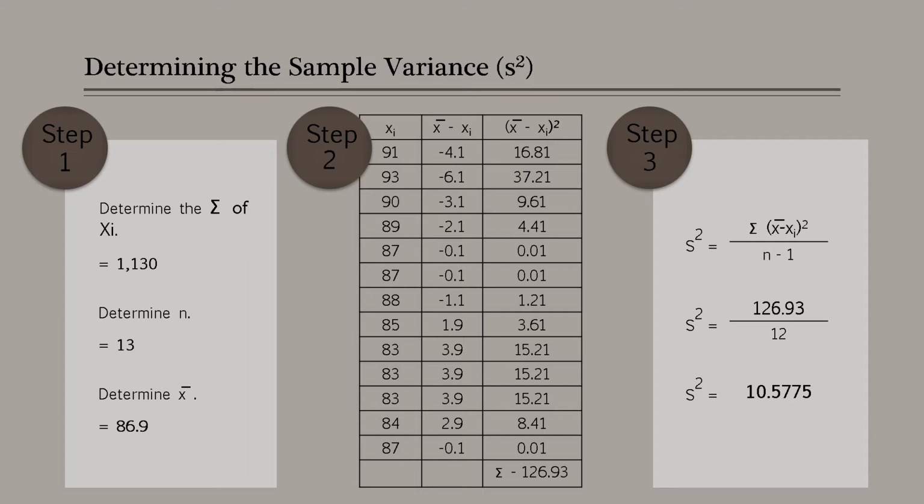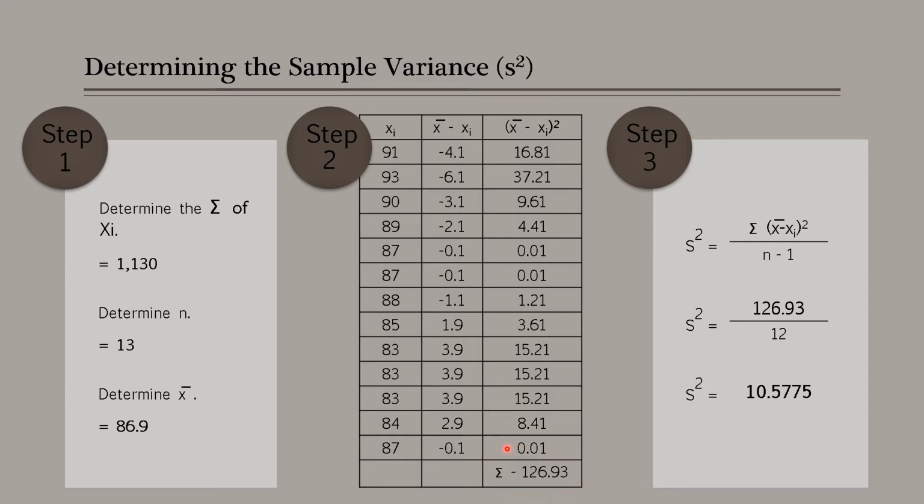The next column shows the mean being subtracted from the data point. So it is 86.9 minus 91 to come up with a difference of negative 4.1, and 86.9 minus 93 to come up with a difference of negative 6.1. And we continue until the last data point. Next step, part of step 2, is to square the difference. So negative 4.1 squared is 16.81, and negative 6.1 squared is 37.21. The sum of all the squared differences is 126.93.